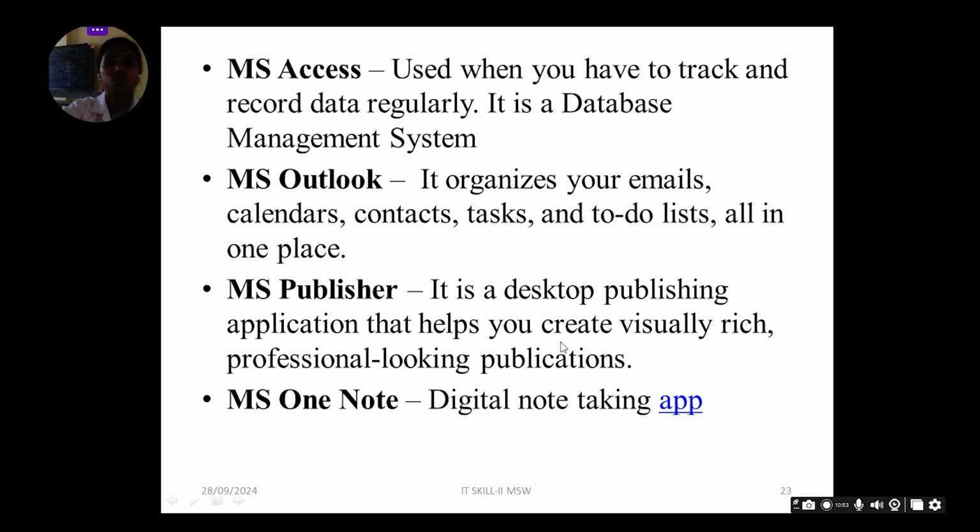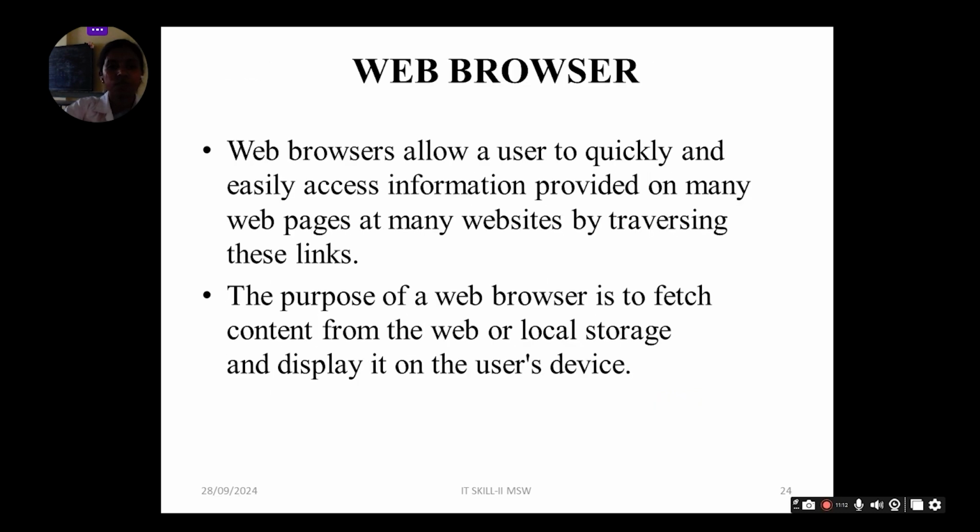And MS Publisher is used for desktop publishing. If you need to publish any paper or journals, this MS Publisher is very helpful. MS OneNote is just like a simple notebook that we have in a smartphone. So in that way, OneNote is a small notebook.